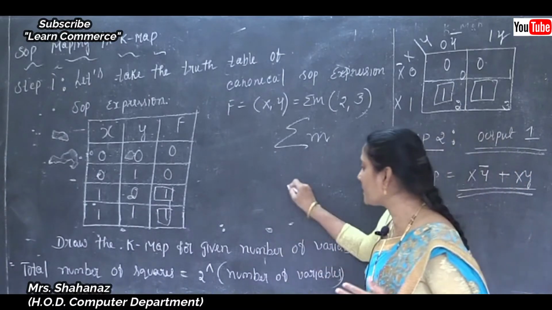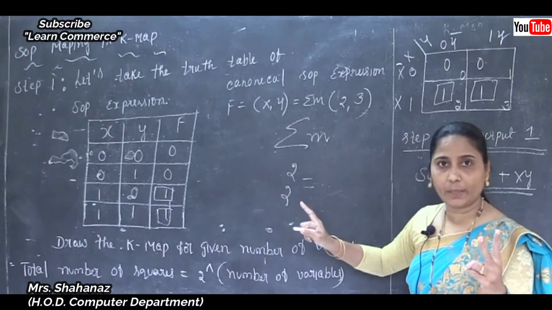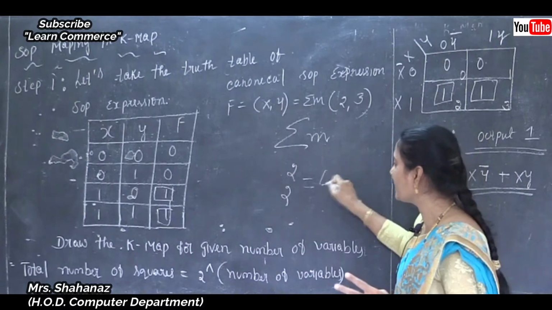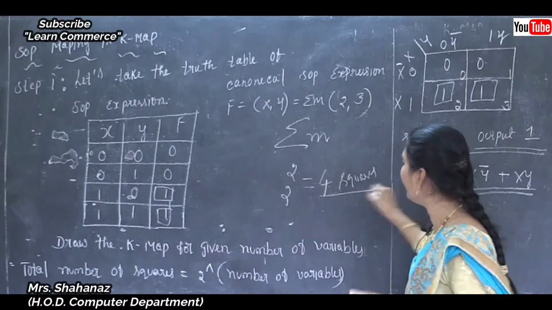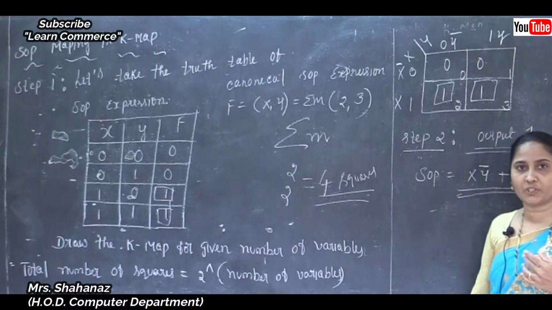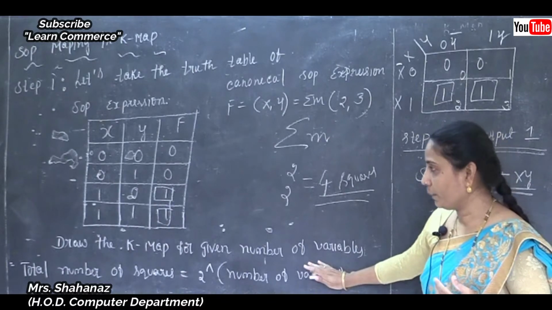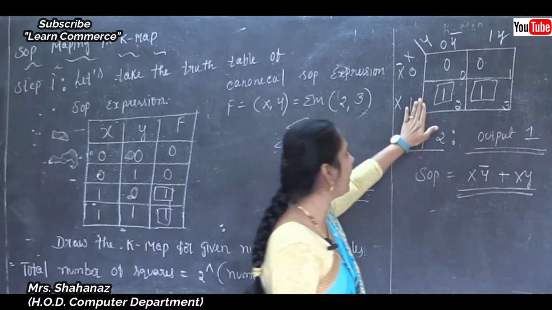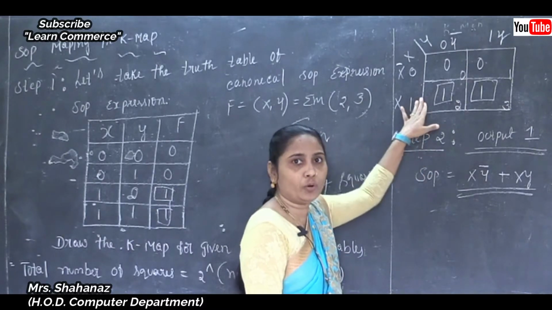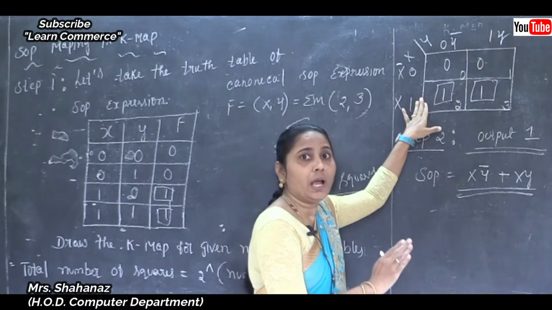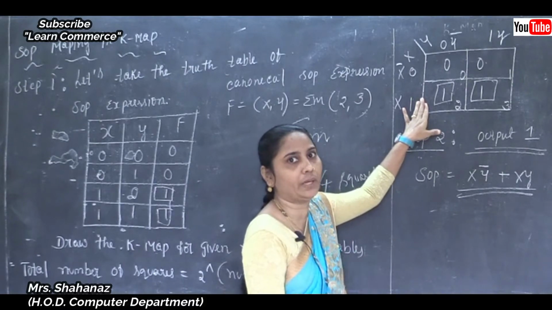So how many variables are there? In this program, x and y, 2 variables are there. 2 to the power of 2 is equal to 4 squares we need to complete this SOP mapping in K-map. Now I am going to complete the K-map. Here we need 4 squares, and we already know how to complete the 2 variable, 3 variable and 4 variable K-map.